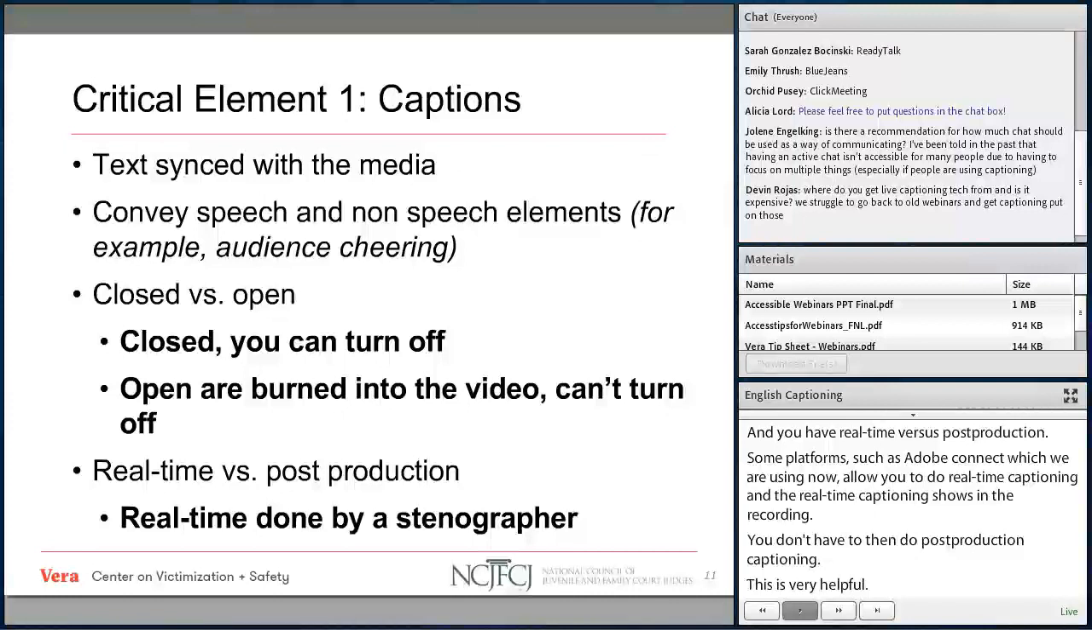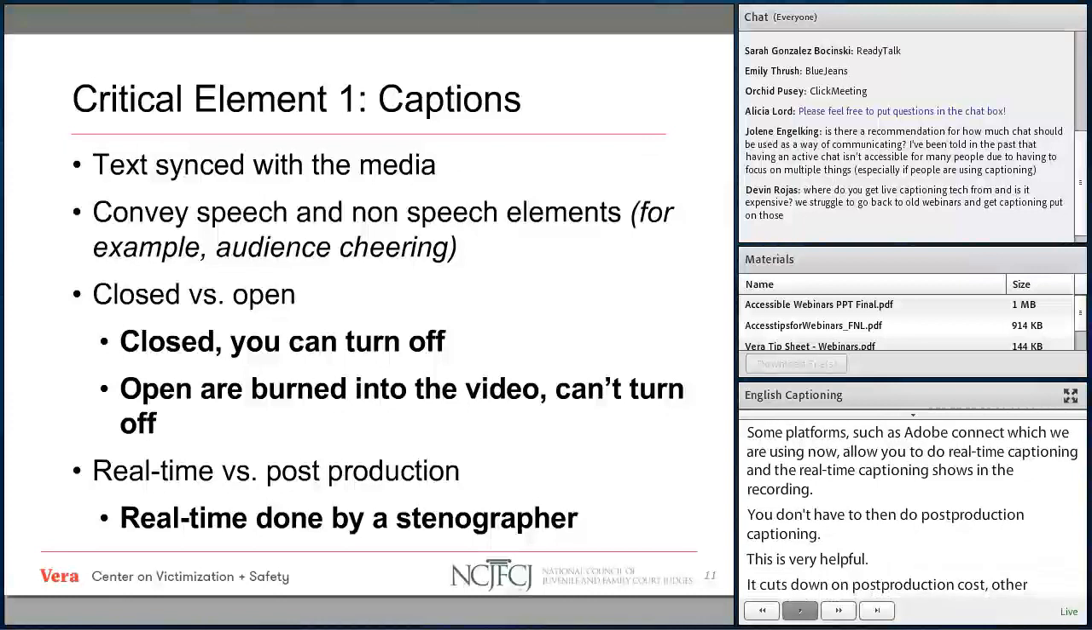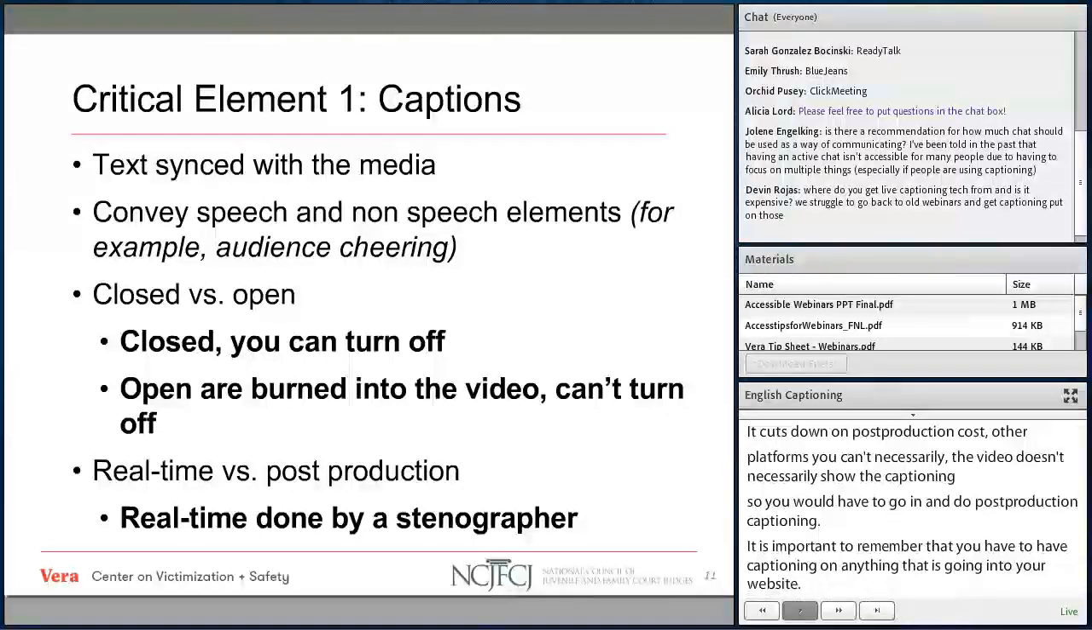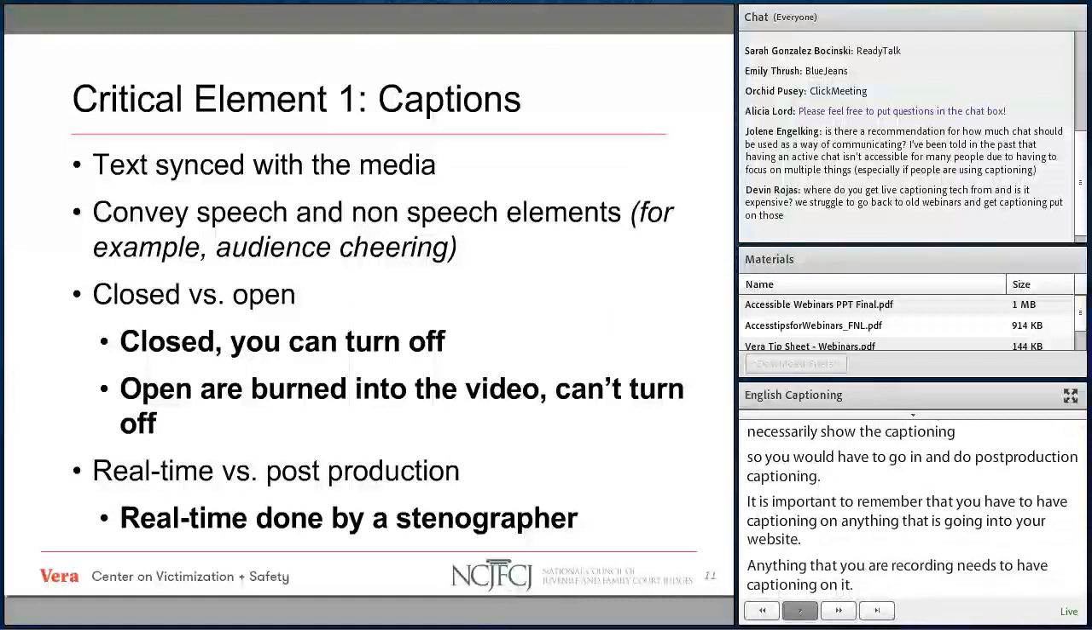But it's important to remember that you have to have captioning on anything that's going into your website. Anything that you're recording needs to have captioning on it. That is federal law. That's not negotiable at all. So it's really important to think about your captioning and how you want to navigate that, looking at your budget and your considerations.